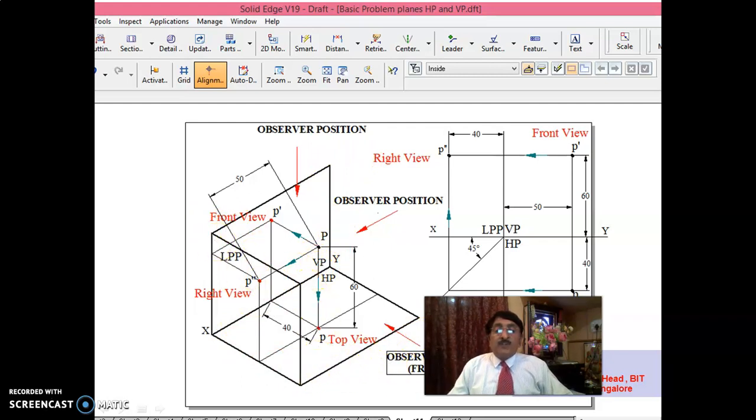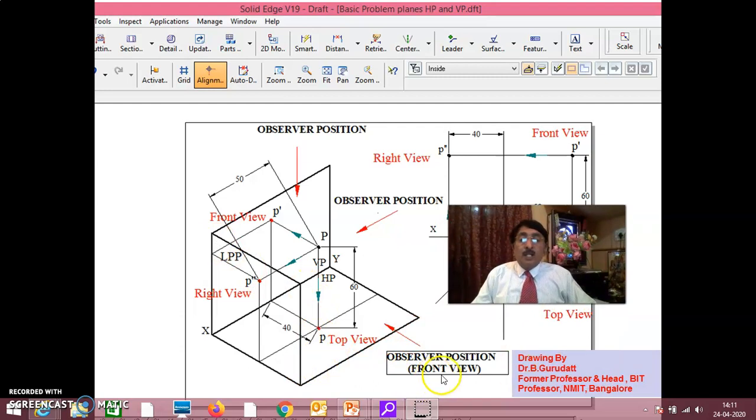Now, observer position. You see here, observer position. If I look from the observer position this way, perpendicular to VP, I get the front view, and perpendicular to HP to get the top view. You are meeting the object first and then the plane. As a result, to get a view on the left profile plane, you have to view from this position, because you have to meet the object first and then the plane. When you are looking from here, P double dash, you get it here.